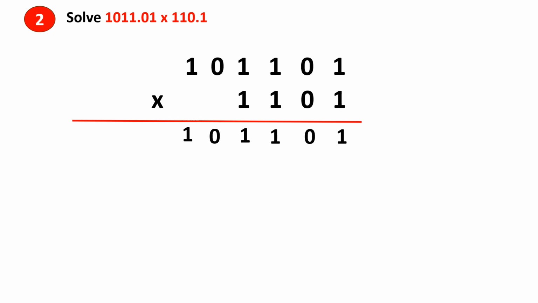Next, let us take the next bit and proceed. So 0 into 1 gives 0. So when we multiply 0 with any number, we will get the answer 0. So first 0 into 1 gives 0, and we should start writing it from the second position. So 0 into 1 is 0. So all the numbers will be 0 here.